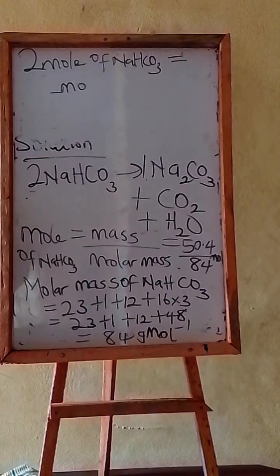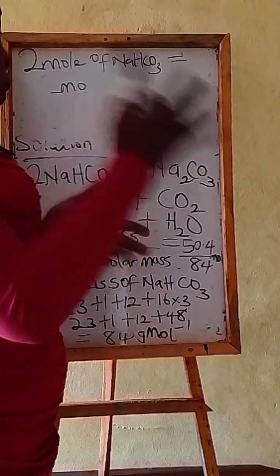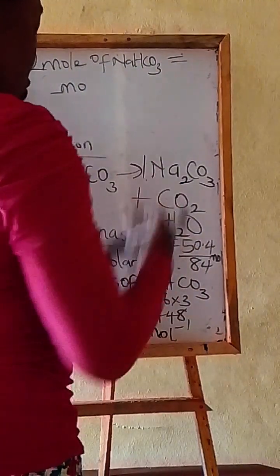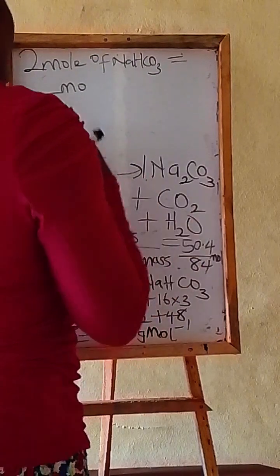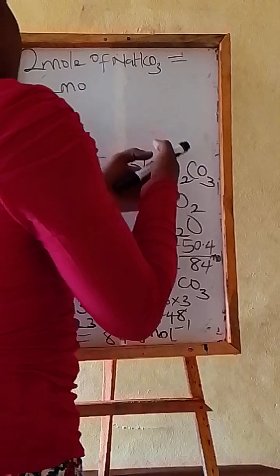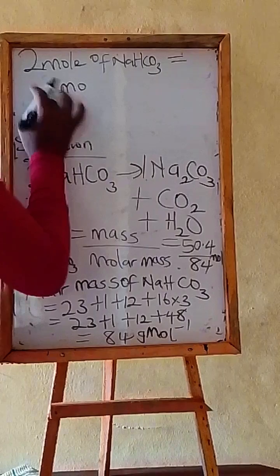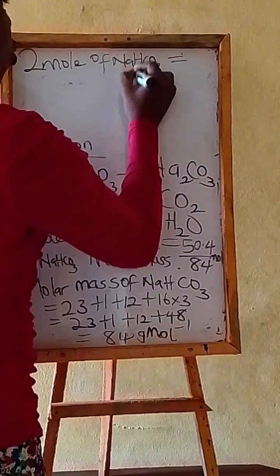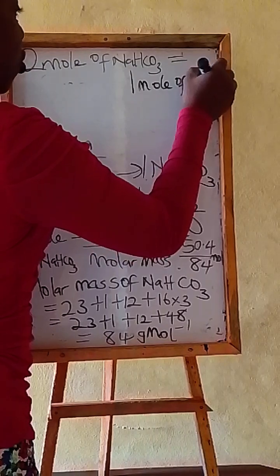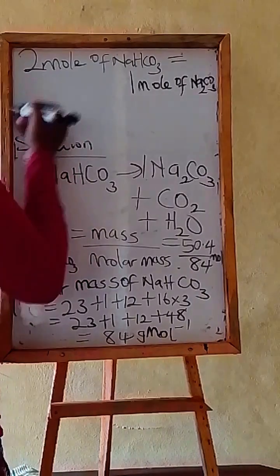One thing in this mass to mass relationship is you first of all get your mole. Once you've gotten your mole, the next thing you do is compare. After you've gotten your mole, you compare the mole of this to the mole of what you are asked to find. If what you have to find is Na2CO3, the mole you compare it to is 1 mole of Na2CO3.